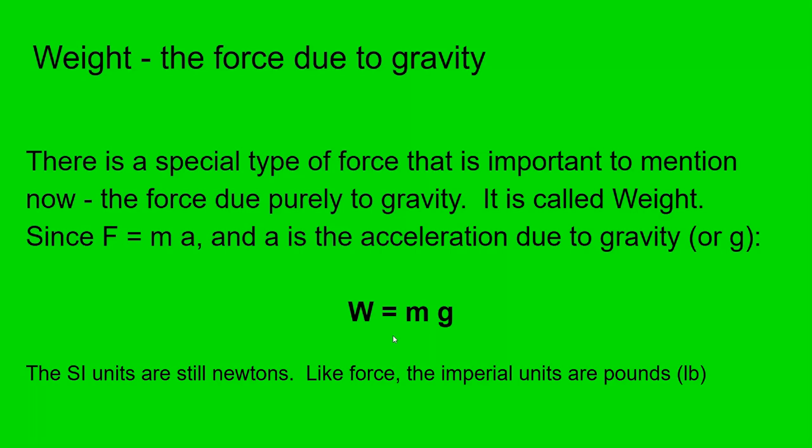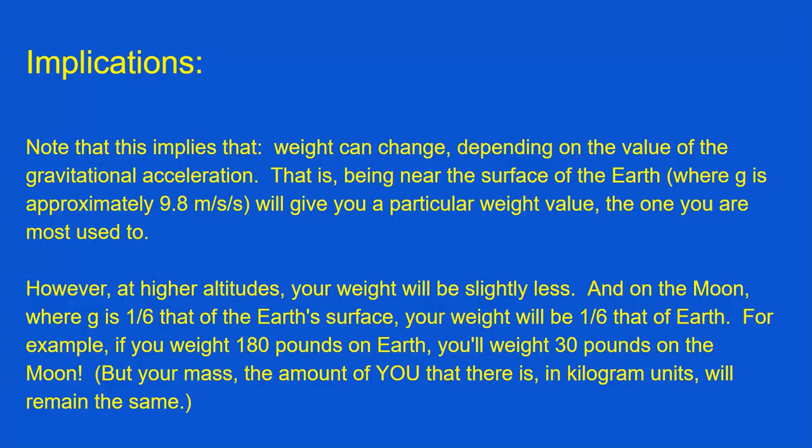This is a little bit strange, but this is the first time you're seeing a real difference between what we call weight and what we call mass. They're not the same thing, believe it or not. The units for weight are still newtons. They can be pounds as well, but in the English or imperial units scheme. But weight and mass aren't the same thing.